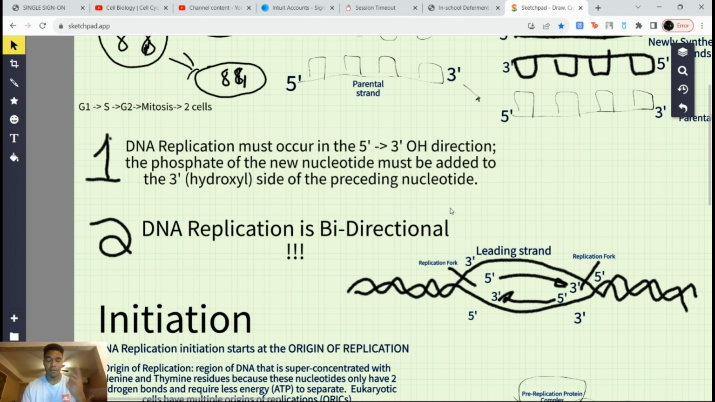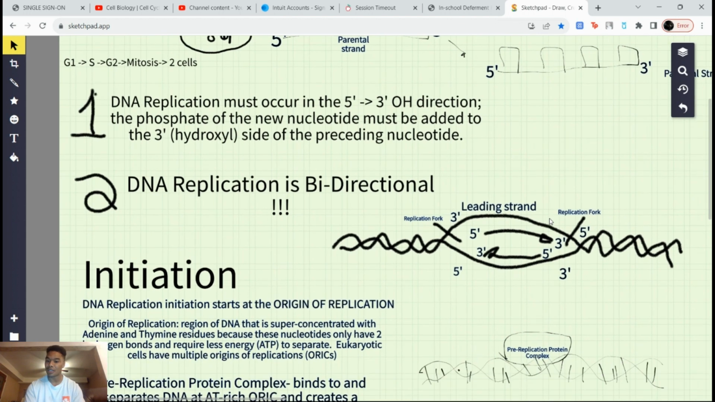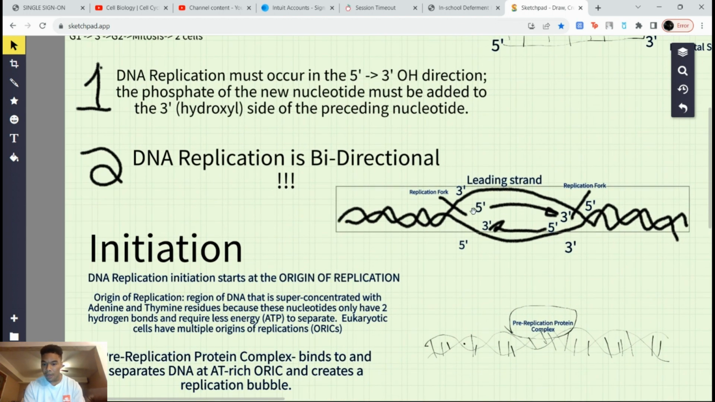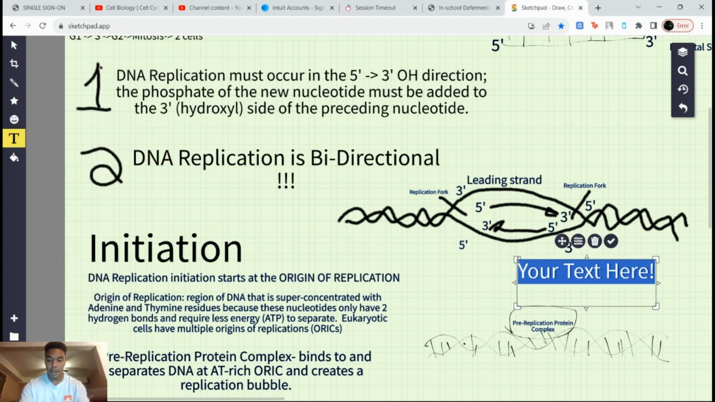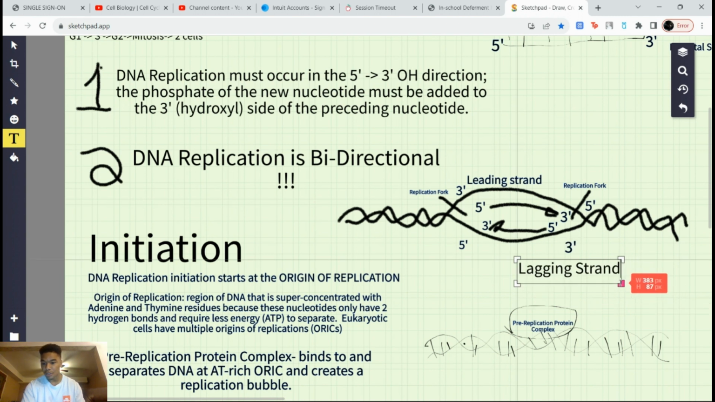Next, so semi-conservative, 5 to 3 direction, and DNA replication is bidirectional, meaning it happens in, you guessed it, 2 directions. So we have the leading strand and we have the lagging strand. So we have the initial 2 parent strands, which you see are spread, and then those arrows represent the leading and lagging strand of DNA. So you got the lagging strand.